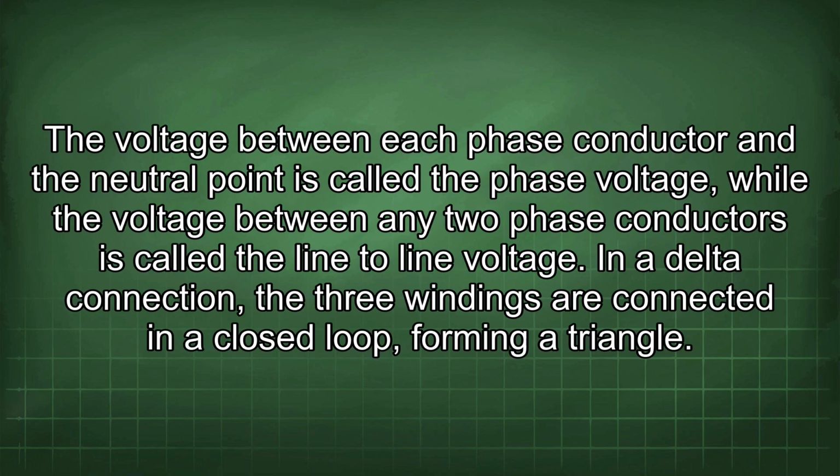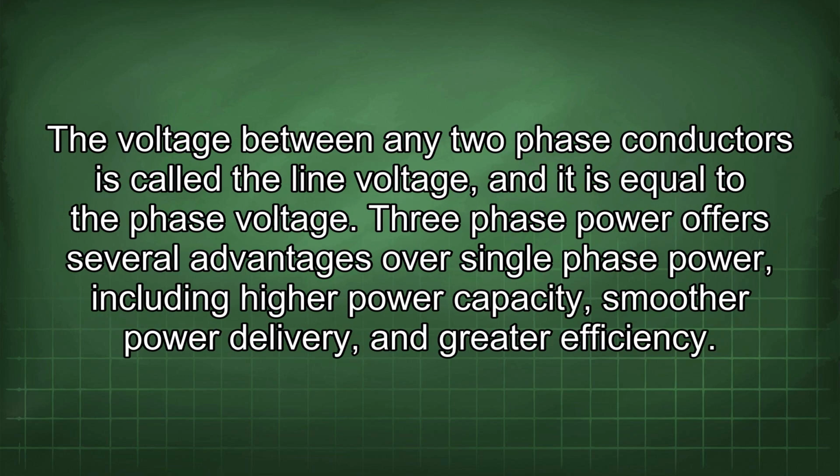The voltage between each phase conductor and the neutral point is called the phase voltage, while the voltage between any two phase conductors is called the line-to-line voltage. In a delta connection, the three windings are connected in a closed loop, forming a triangle. The voltage between any two phase conductors is called the line voltage, and it is equal to the phase voltage.